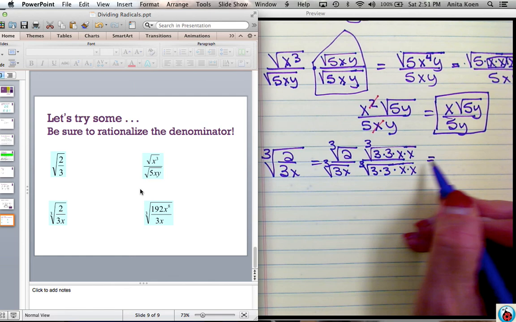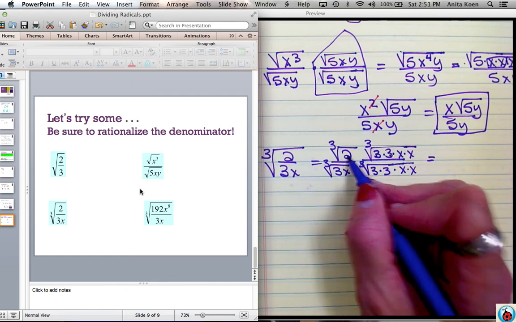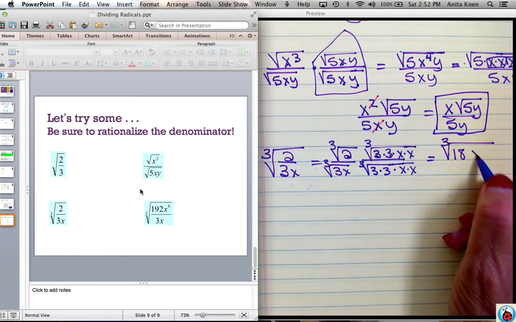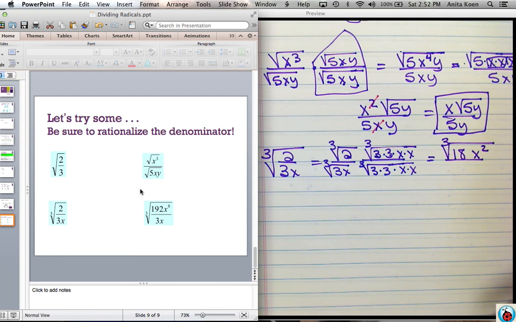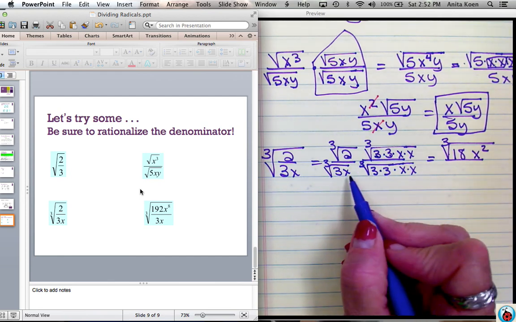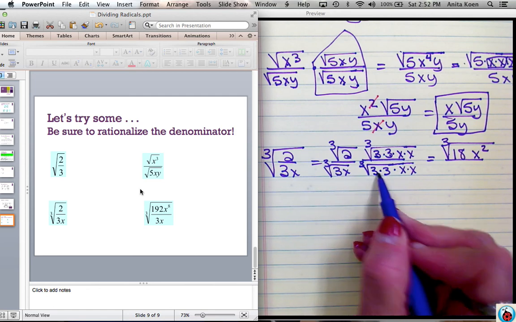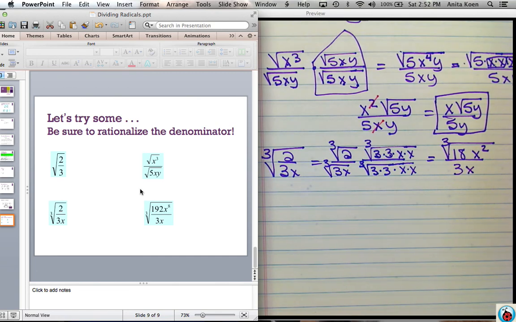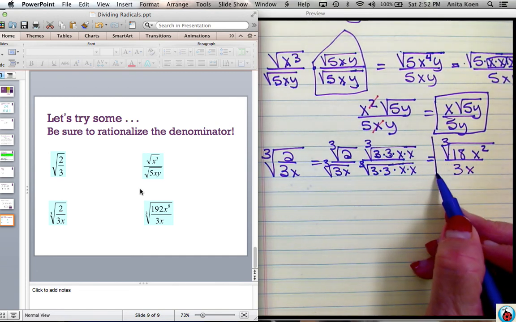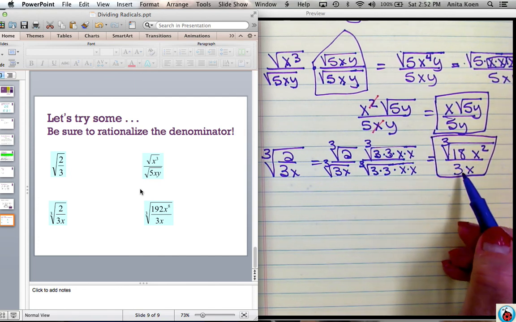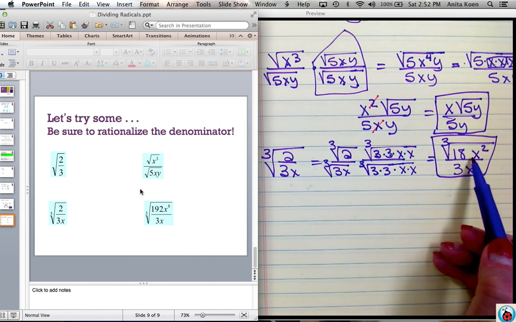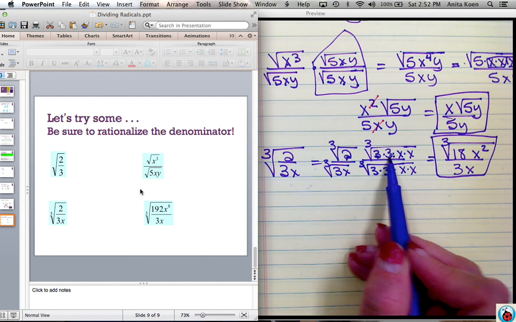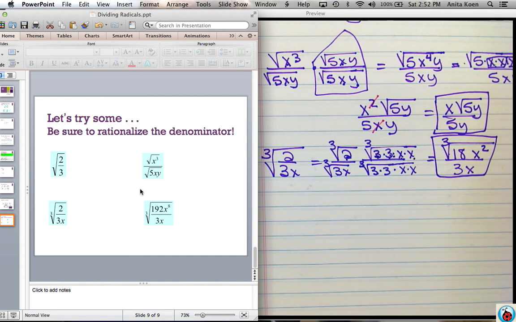And now I'm going to multiply. So 2 times 3 times 3. 2 times 3 is 6, times 3 is 18. So this is the cube root of 18x squared. Now I'm going to multiply the bottom. Well, 3 3's come out as 1 3, 3 x's come out as 1 x. So now I have the cube root of 18x squared divided by 3x. And I know that there are no groups of 3 under here because I already had it factored over here. There's 2 3's, and 2 x's. So I know I can't take any cube roots out of there.